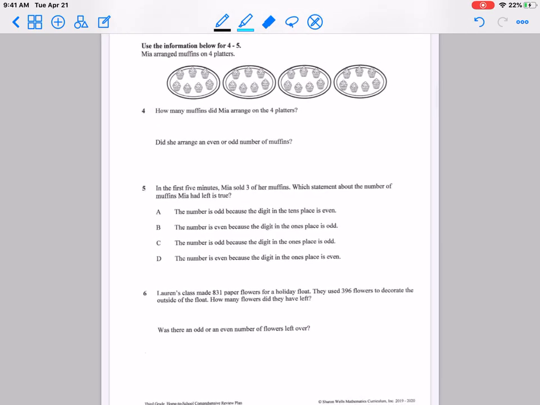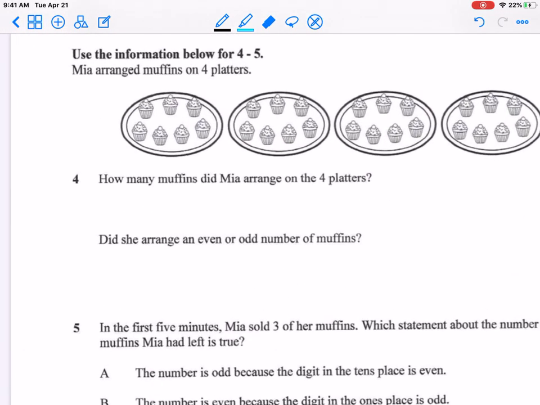Use the information below for questions 4 through 5. Mia arranged muffins on 4 platters. How many muffins did Mia arrange on the 4 platters? Did she arrange an even or odd number of muffins? Let's look at my platters.